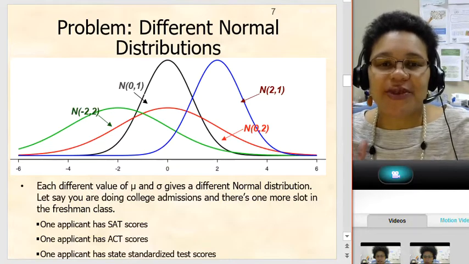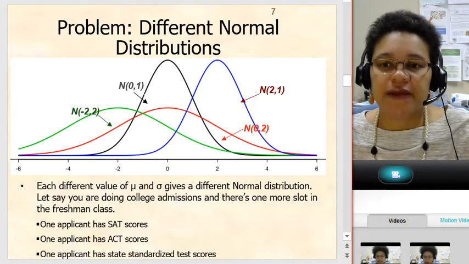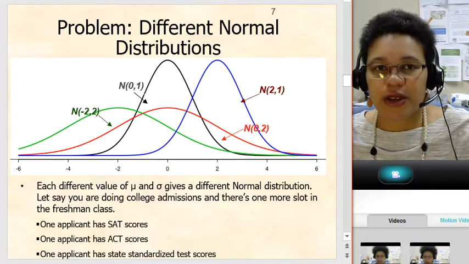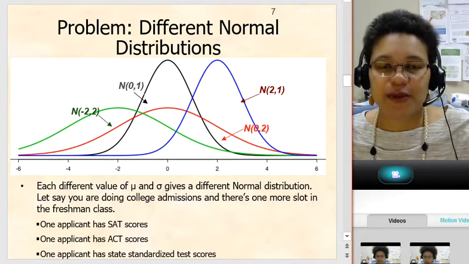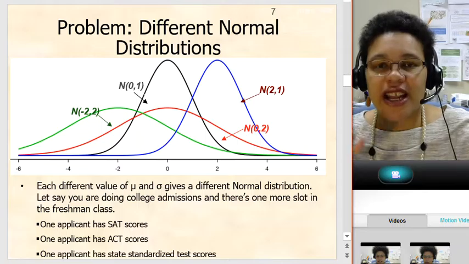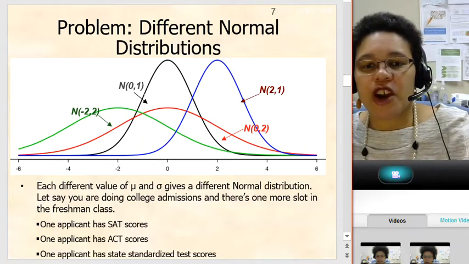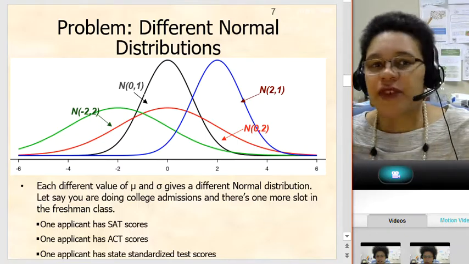The problem is that there are different normal distributions, right? So we give a math test and there's one mean. We give a spelling test and there's a different mean. We give an English test and there's a different mean. That kind of thing. There are multiple. You could have many different normal distributions.